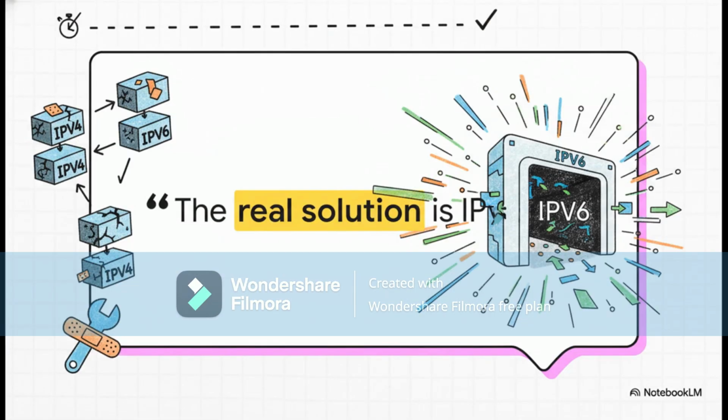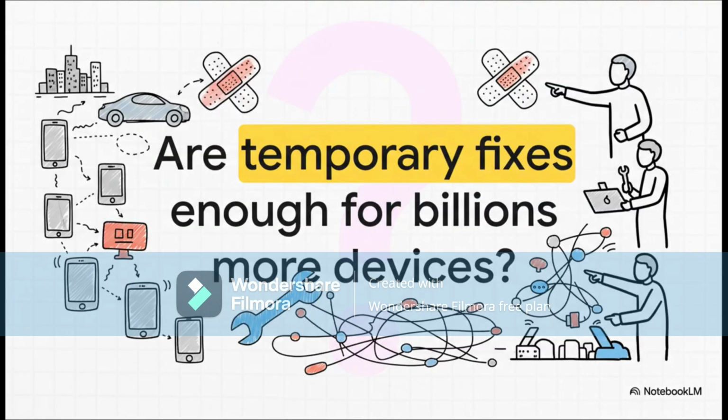But it's super important to remember that all of this stuff, NAT, private addresses, it's all just a temporary fix. It's a Band-Aid on a very big problem. The real permanent solution is a completely new system called IPv6. But that's a whole other story. And I'll leave you with this final question to think about.